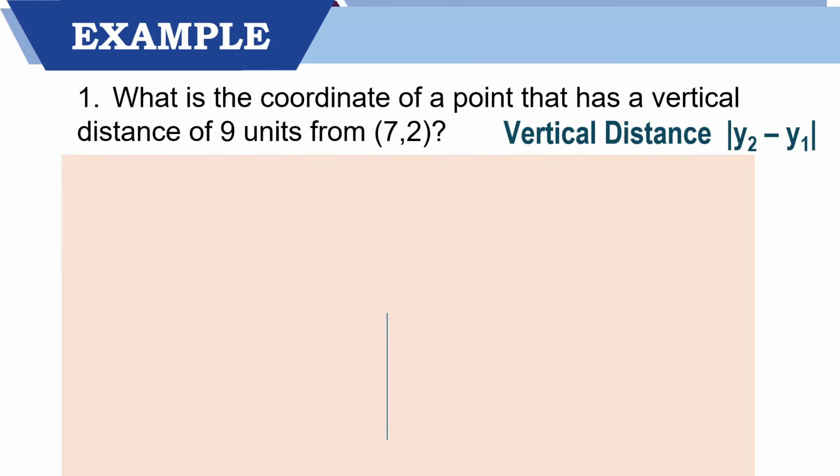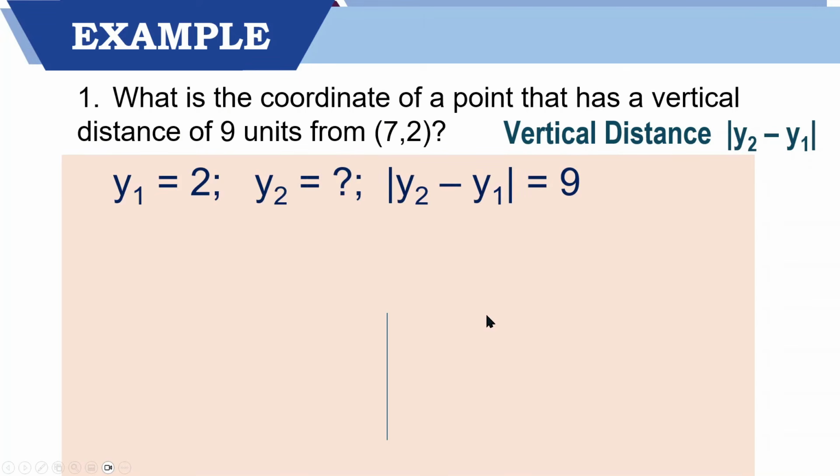How about if we know the distance and one of the points, but we don't know the other point? Like earlier, we will have two possibilities. The other point can be above the given point or below the given point. So there will be two possibilities. Let's say that we have y sub 1 equals 2 and y sub 2 is unknown and the distance is 9. We can have this equation.